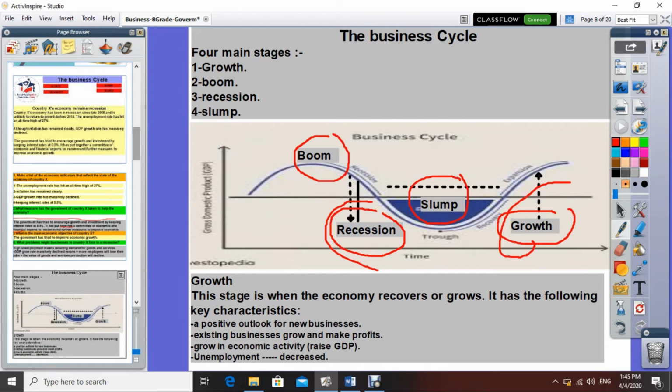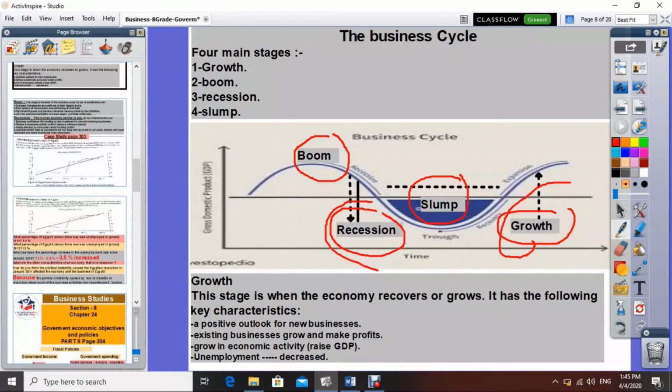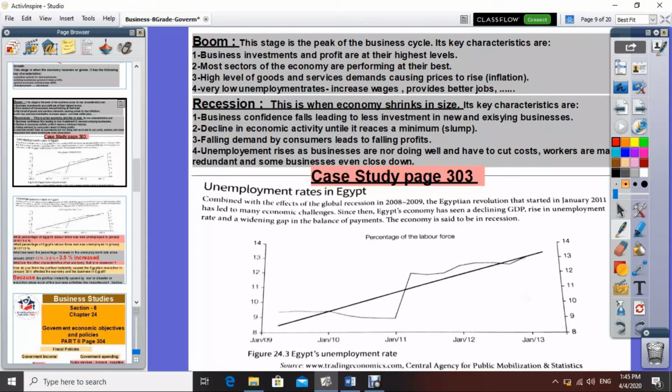In 303, guys, for the Egyptian experiment, it's talking about the unemployment in Egypt. As we see here, the unemployment combined with the effects of the global recession in 2008-2009 and the Egyptian revolution, which started in January 2011, has led to many economic challenges. The Egyptian economy has been declining in GDP, with a rising unemployment rate and a widening gap in the balance of payments. The economy is said to be in recession.